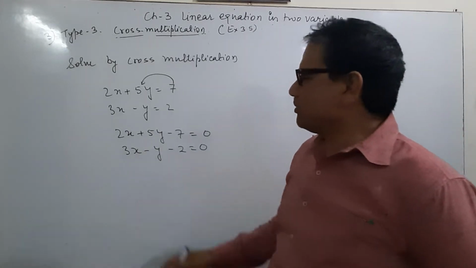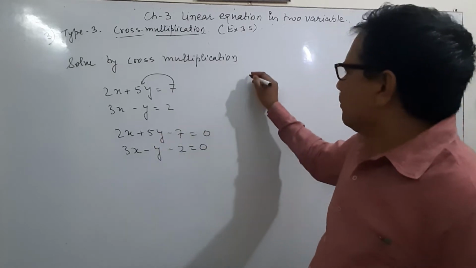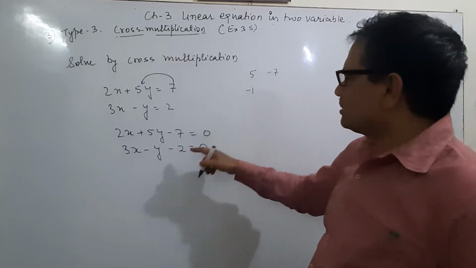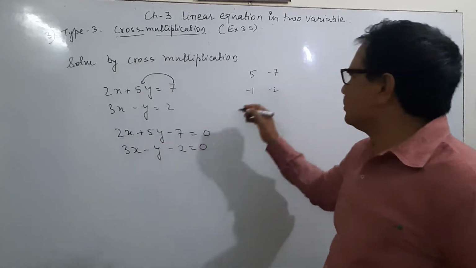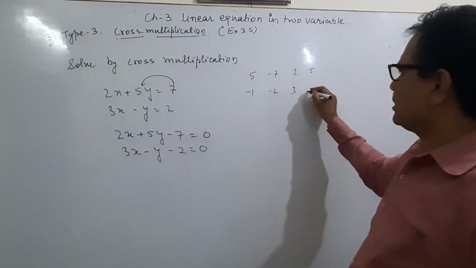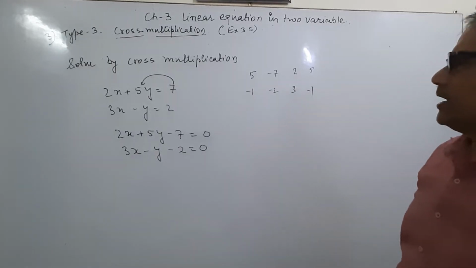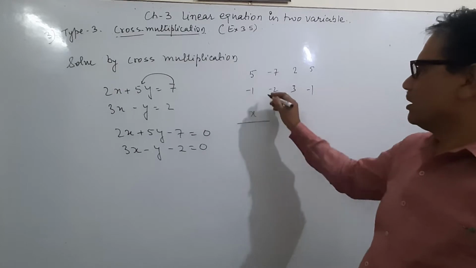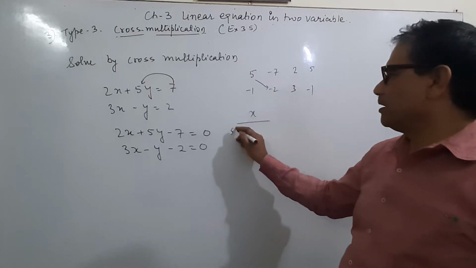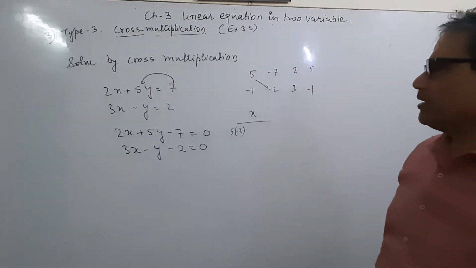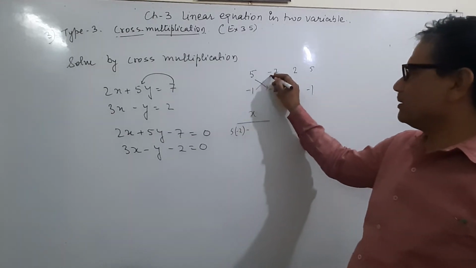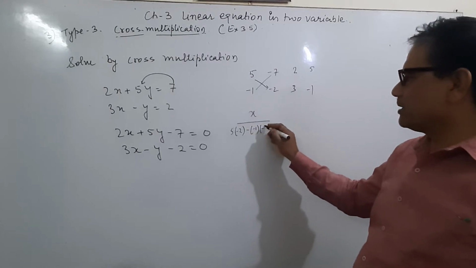What I have just told you is that you have to start from the coefficient of y. What do I write? 5, here is minus 1, here is minus 7, here is minus 2, here is 2, here is 3, here is 5, here is minus 1. And now x upon: multiply this one. Now you tell me, 5 multiplied by minus 2. What I told you: put a sign of minus. And then which one do you multiply? Minus 1 multiplied by minus 7.